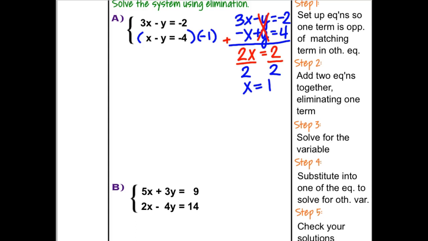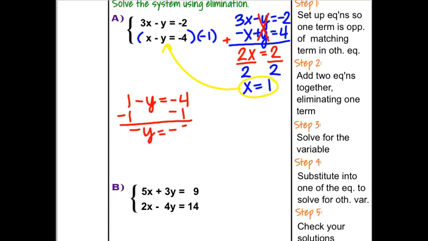So now that we have x equals 1, just for ease, I'm going to put it into the second equation because x is already just x. I don't have to do any multiplying. So that means I'm going to have 1 minus y equal to -4. I'm going to subtract 1, and I get -y equal to -5. And then I divide by -1, and I get y equals 5, which means that my solution is (1, 5). And if I check that, 1 minus 5 is -4. 3 times 1 is 3. 3 minus 5 is -2. So I know that it does check out.